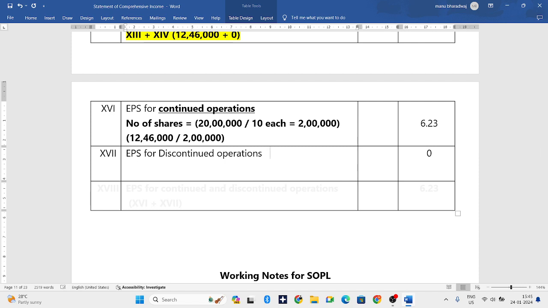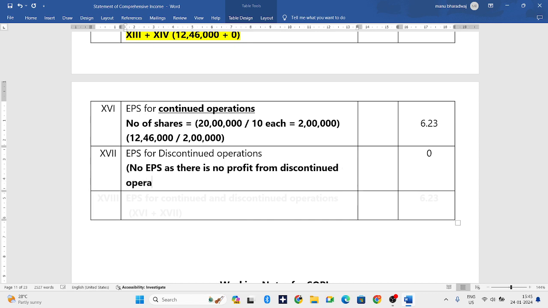So I'll just write for your reference here. No EPS as there is no profit from discontinued operations.